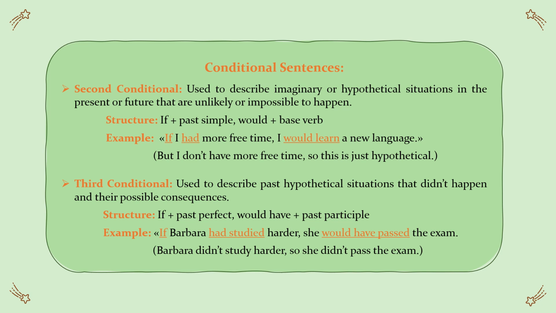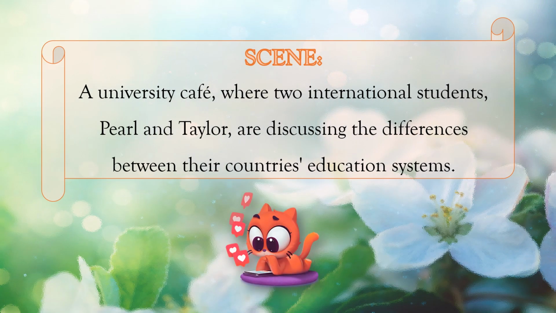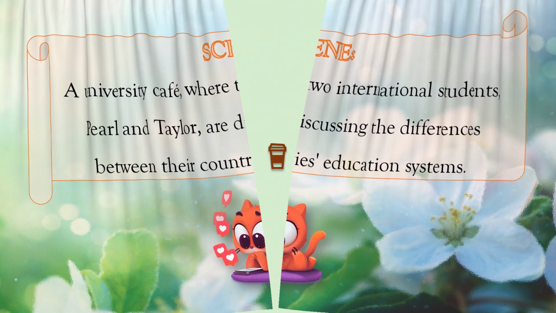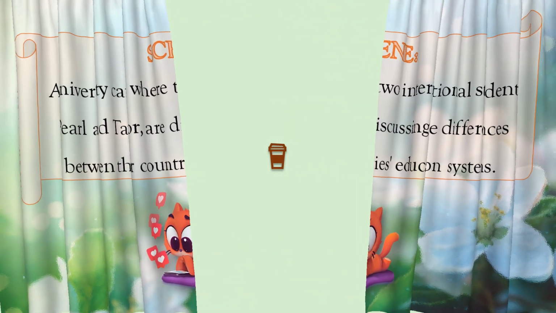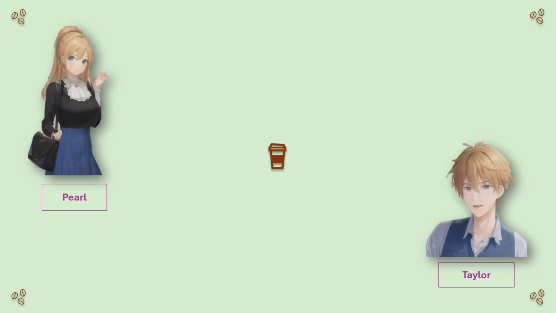Example, if Barbara had studied harder, she would have passed the exam. Barbara didn't study harder, so she didn't pass the exam. Scene. A university cafe, where two international students, Pearl and Taylor, are discussing the differences between their country's education systems. Let's pay close attention as we listen to the conversations.